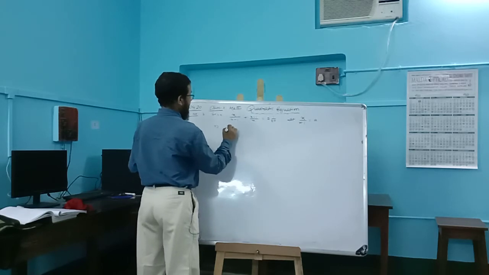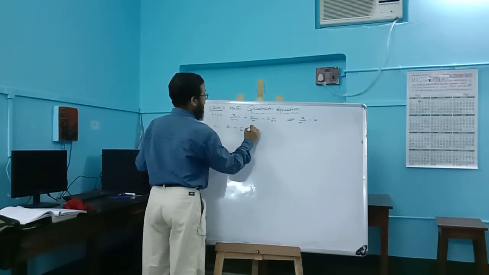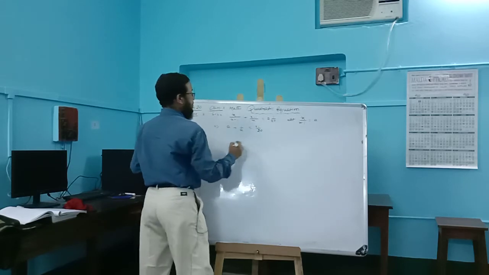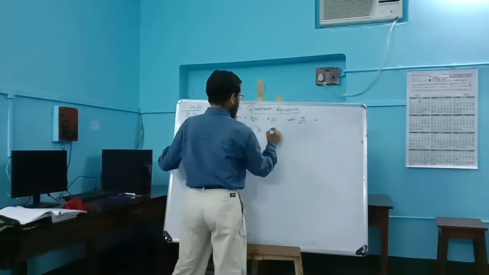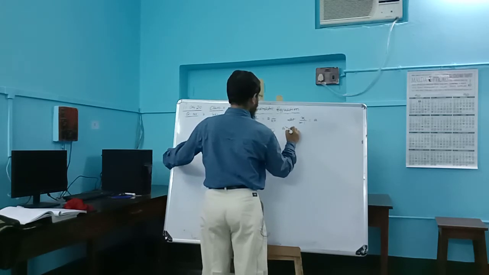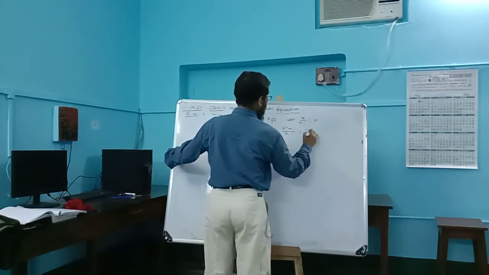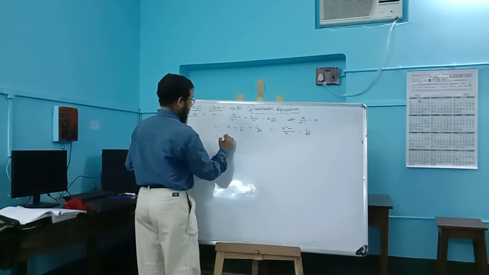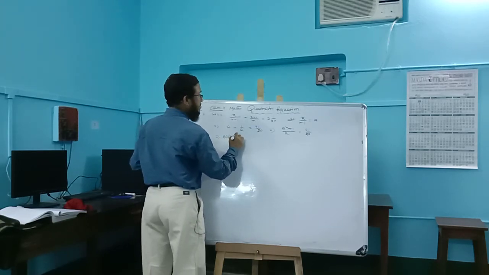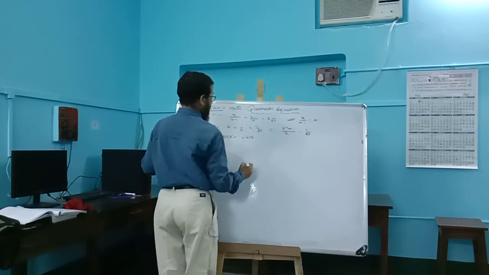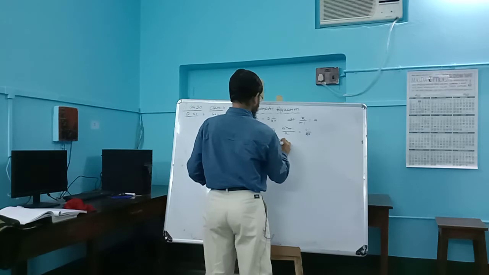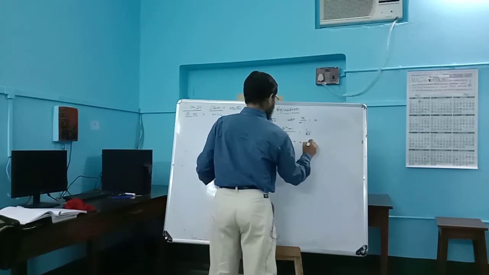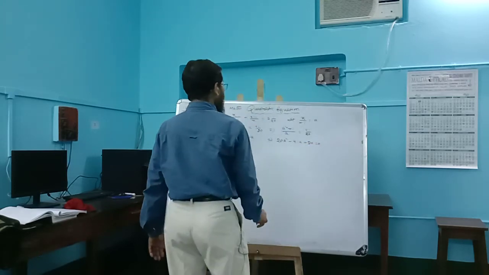This implies a + 1/a = 41/20, which implies 20a² + 20 = 41a, which implies 20a² − 41a + 20 = 0.